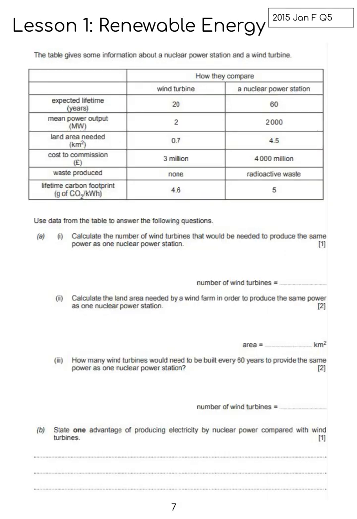The next part of lesson 1 is on renewable energy instead of non-renewable energy sources, and we have got 2 different types of energy sources here, wind turbine versus a nuclear power station, which is our non-renewable. We're going to compare them, and we've got a lot of data there. So first part, calculate the number of wind turbines that we need to produce the same power as 1 nuclear power station. For this question, we are looking at power, because it says the same power. So we're going to look at the mean power output.